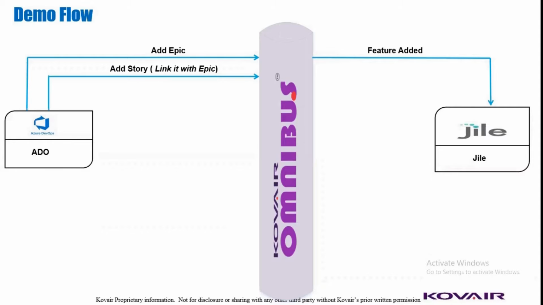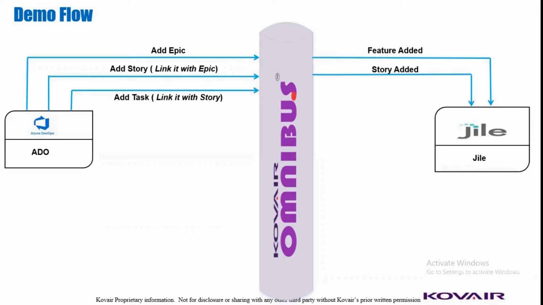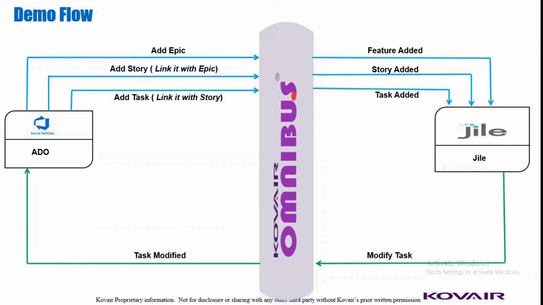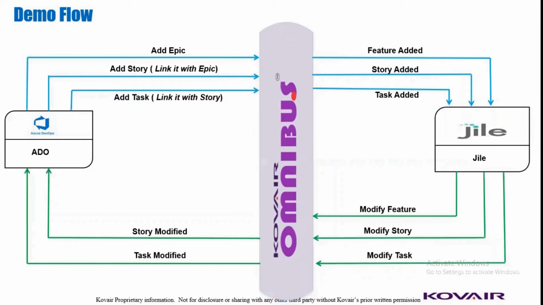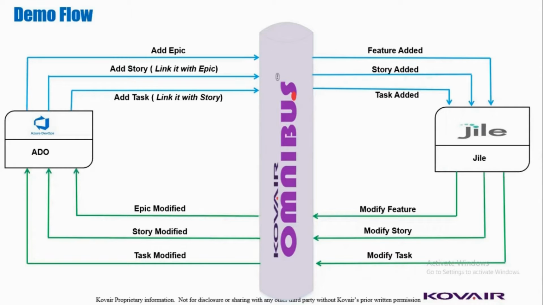Once the epic is created, I will be breaking down the epic into user story, and eventually the user story into task. The task will automatically sync to Jile using Kovair Omnibus. Once all records are successfully synced to Jile, I will be modifying the task, user story, and feature from Jile, corresponding to which the records in Azure DevOps will be modified. Without further ado, let's get started.